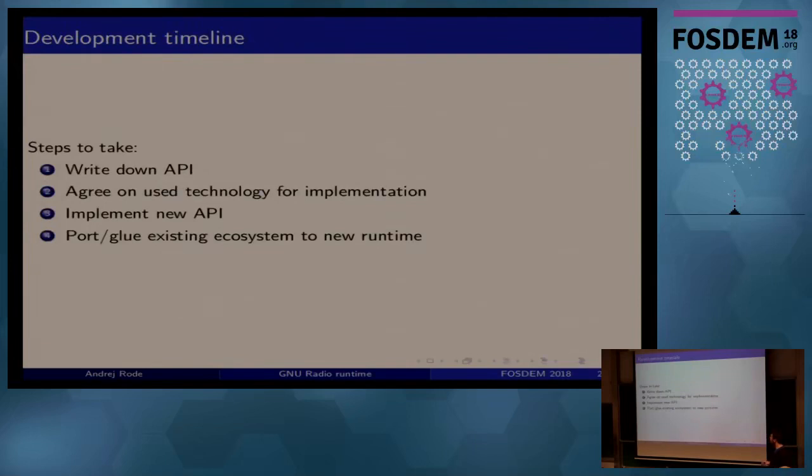And right now we're at the step of writing down the API. Then we want to agree on a technology for implementation and implement the API. And the last point is probably the hardest: gluing the existing things together and giving people a path forward to have their out-of-tree modules use the new features and everything we want to provide.